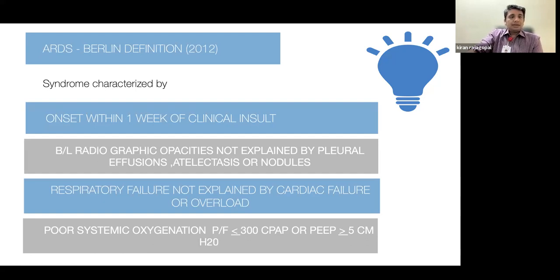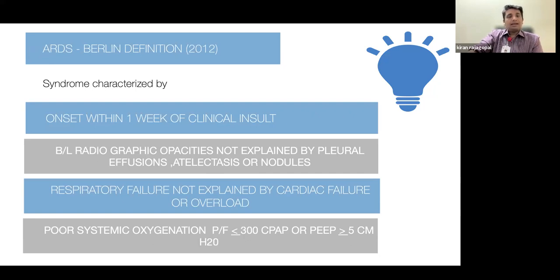So it is a syndrome characterized by onset within 1 week of clinical insult. Here the patient had viral pneumonia 3 days back, and on the 4th day, he developed this complication. So it fits properly. Onset within 1 week of clinical insult. And bilateral radiographic opacities. Our patient's X-ray and CT all had bilateral opacities, and it should not be explained by pleural effusion, atelectasis, or nodules. That is, the patient should have bilateral opacities in his X-ray or CT, but that should not be due to any pleural effusion or atelectasis or any other nodules.